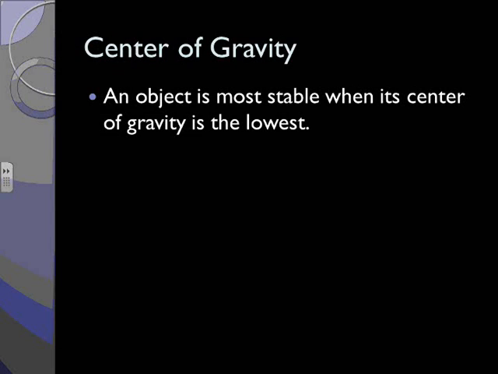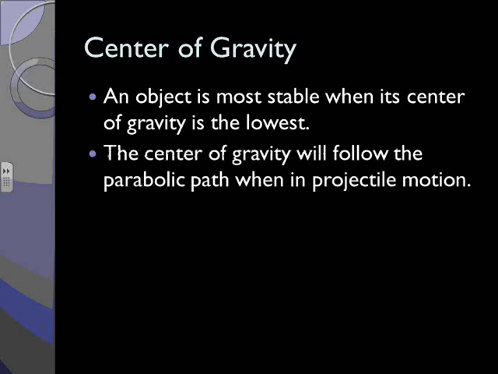An object is most stable when its center of gravity is lowest. If you toss an object, its center of gravity will follow a parabolic path when it's in projectile motion. And so we've talked about projectile motion quite a bit already, but the center of gravity will follow projectile motion.